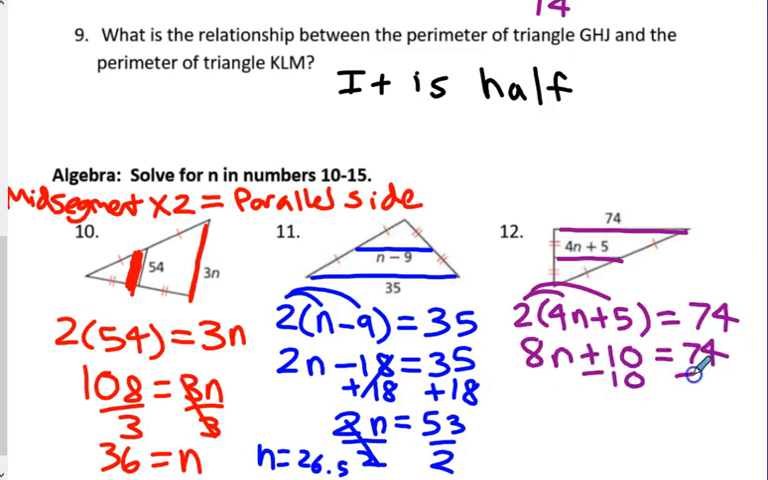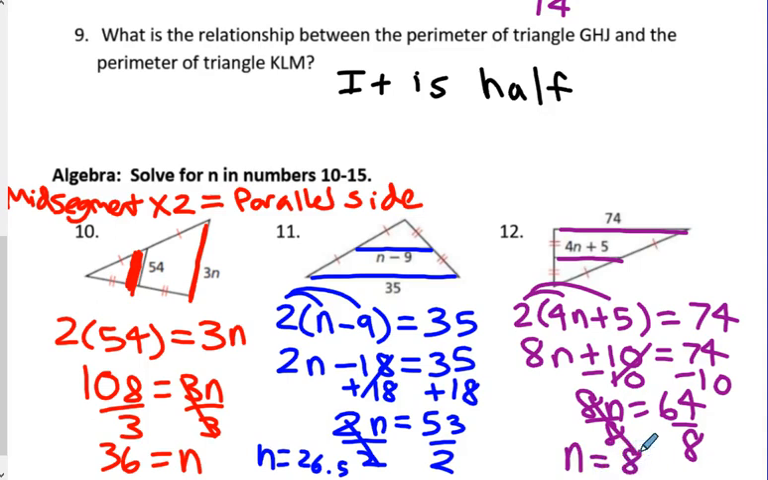Get rid of that loner. 8n equals 64. Divide by 8 and we get 8. N equals 8. Alright, so that was kind of fast, but you get the idea. The mid-segment times 2 equals the parallel side.